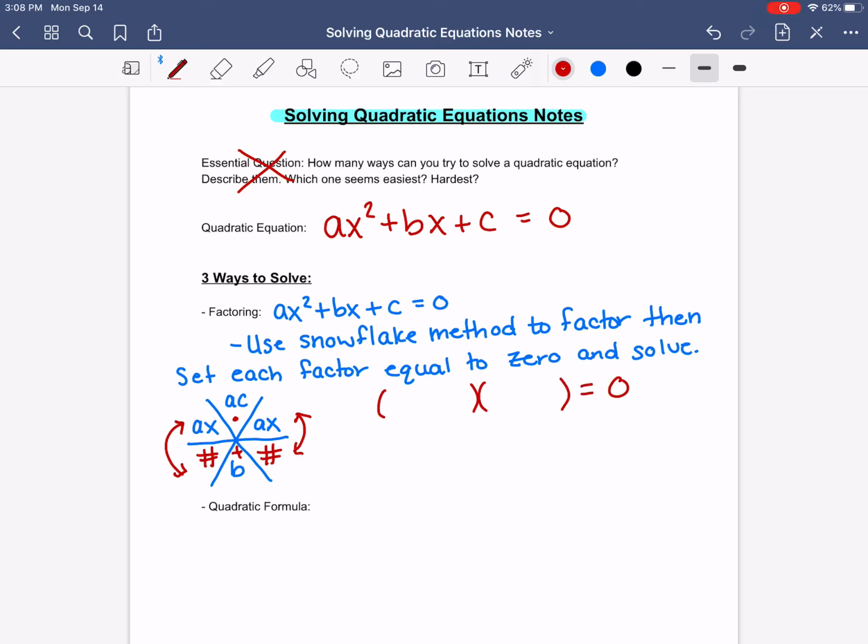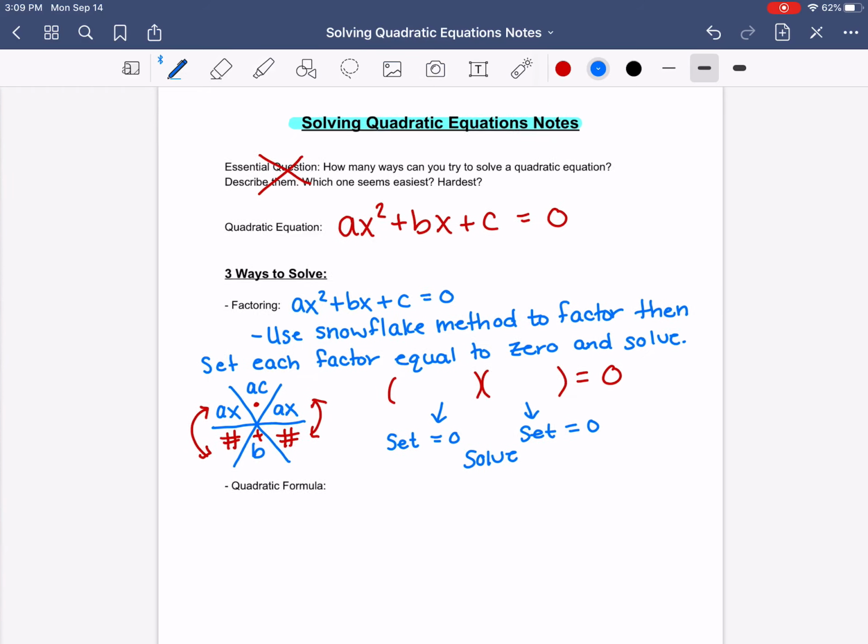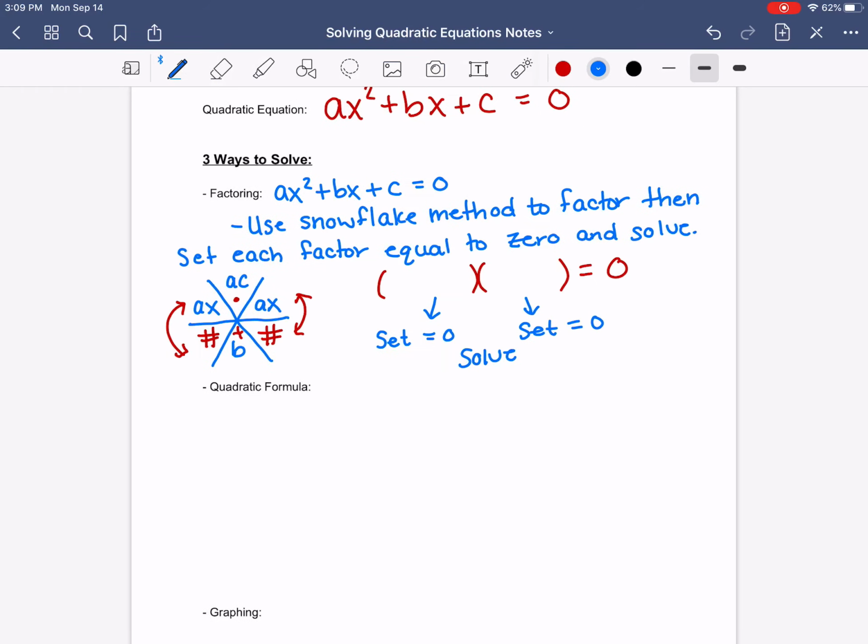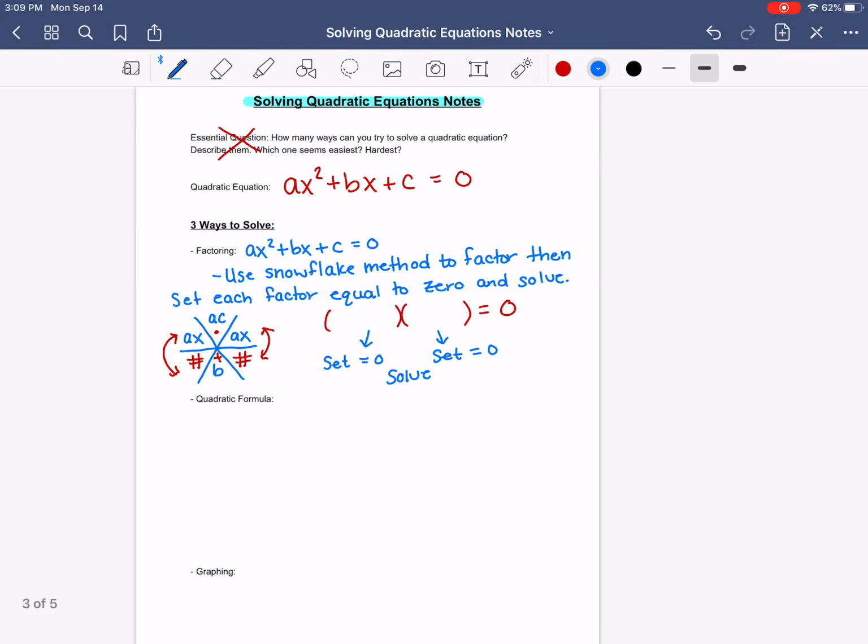Whatever you get inside those 2 parentheses, you're just going to take both of those. You just take those equations, set equal to 0, and solve. I didn't fill them in, I don't have any specific numbers, but whatever you get in those parentheses, you just set them each equal to 0 and solve. Let's go do an example of this.